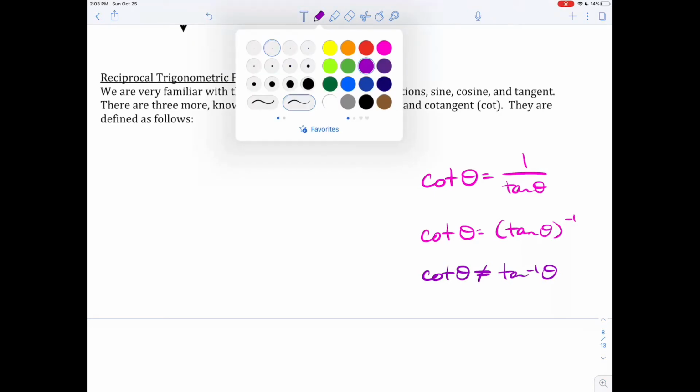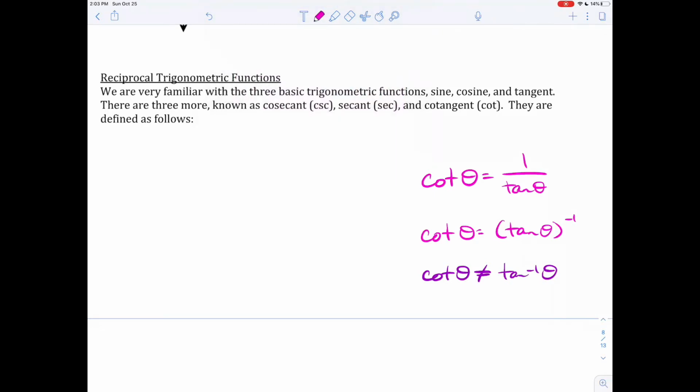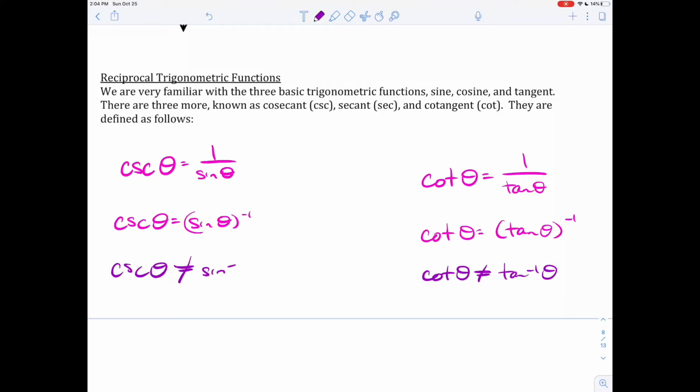For the other two, we've got the following definitions, in that the cosecant of theta is 1 over sine theta. So it's the reciprocal of sine theta. It is not inverse sine of theta. Again, just to be clear.